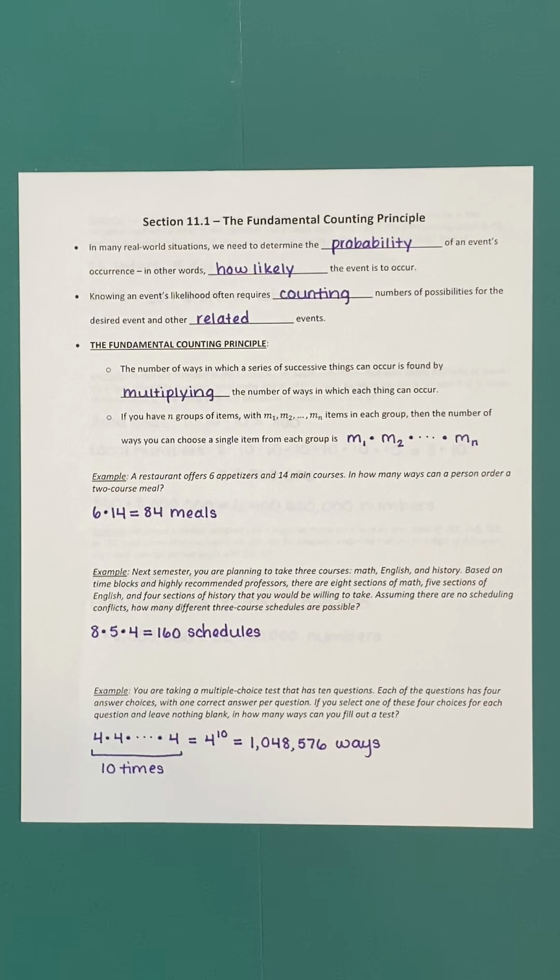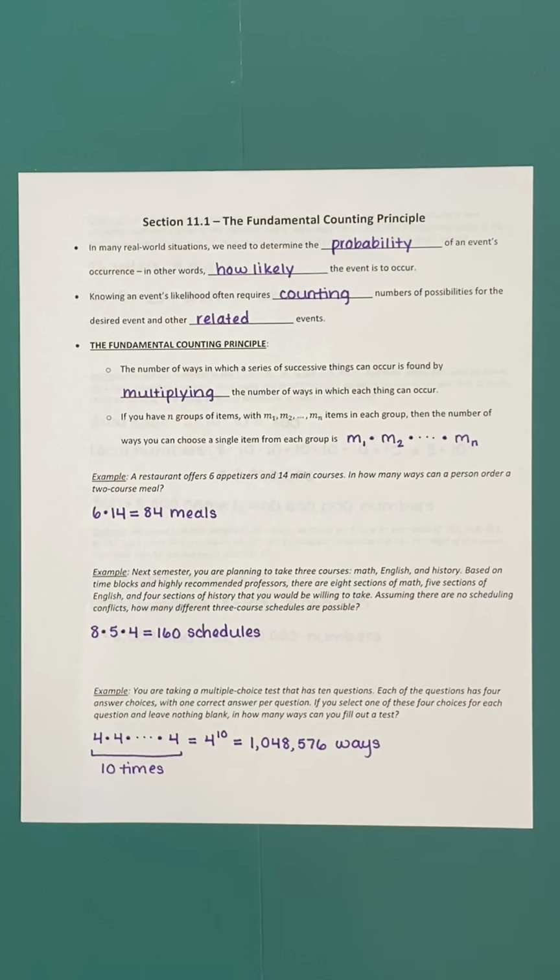Suppose we have 10 choices for a certain thing. If we want to choose one thing and then choose from another group, we multiply the number of ways we can make each individual choice, and that represents the total number of possibilities for how we could make a bunch of different choices. So, for example, a restaurant offers 6 appetizers and 14 main courses. In how many ways can a person order a 2-course meal?